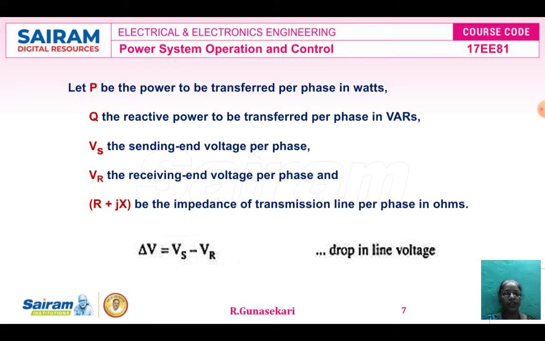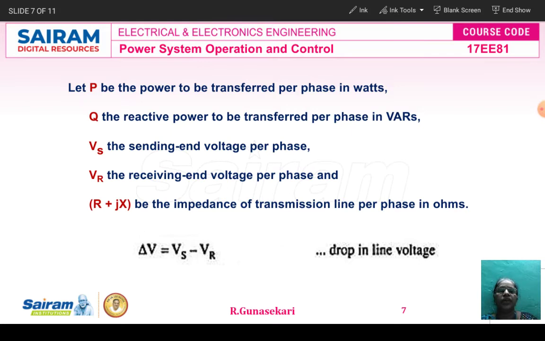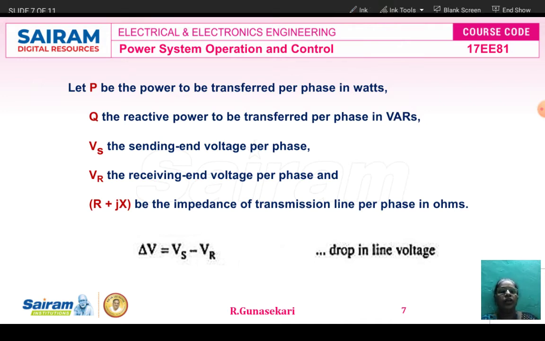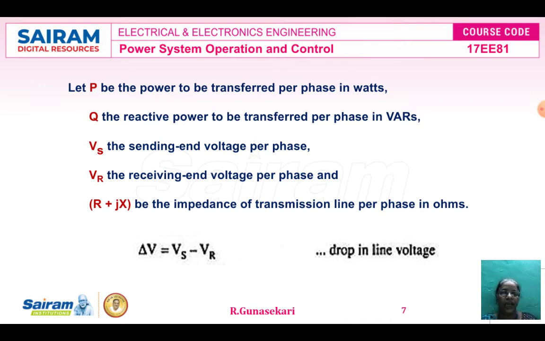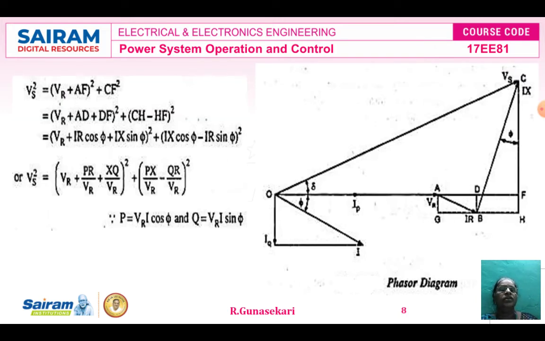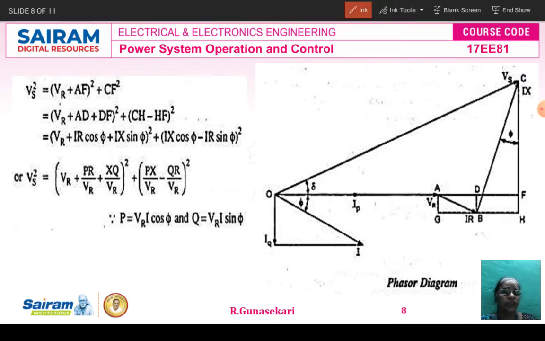The unit is ohm. Now you see the equation: delta V equals Vs minus Vr, which is equal to the drop in the line voltage. Now you see the phasor diagram; this diagram is shown as the phasor diagram.